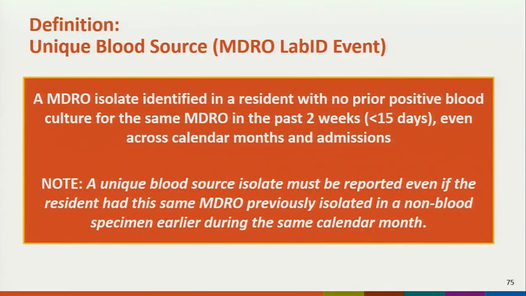Let's talk a little bit about the unique blood source that I mentioned. A unique blood source is an MDRO isolate identified in a resident with no prior positive culture for that same MDRO in the past 2 weeks or less than 15 days, even across calendar months and admissions. Just to keep in mind, a unique blood source isolate must be reported even if the resident had the same MDRO previously isolated in a blood specimen earlier during the same calendar month. We're going to talk about this in detail, don't worry.